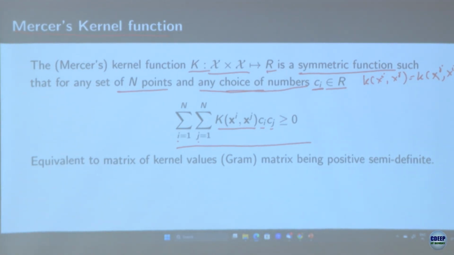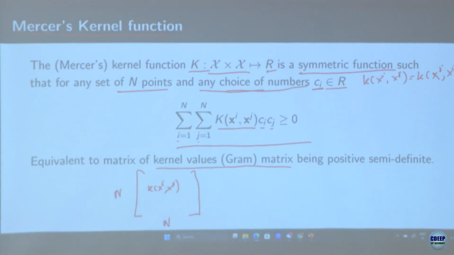This seems like a very weird property, but in linear algebra, if you think of the kernel values as a matrix, suppose I have n training points and I create the kernel values K(xi, xj) between every pair of examples ij. Now you will get a square n by n matrix. For Mercer's kernel, there is a property that this matrix has to satisfy, and that property is that the matrix has to be positive semi-definite.